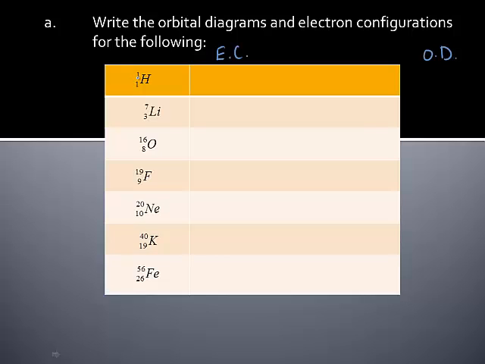When we are trying to figure out the number of electrons, we go by the atomic number, which in our full or complete elemental symbol will be the bottom number. So in this particular case, hydrogen has 1 electron.